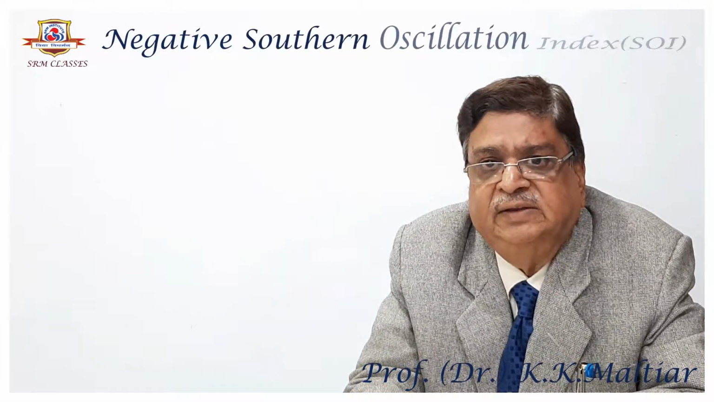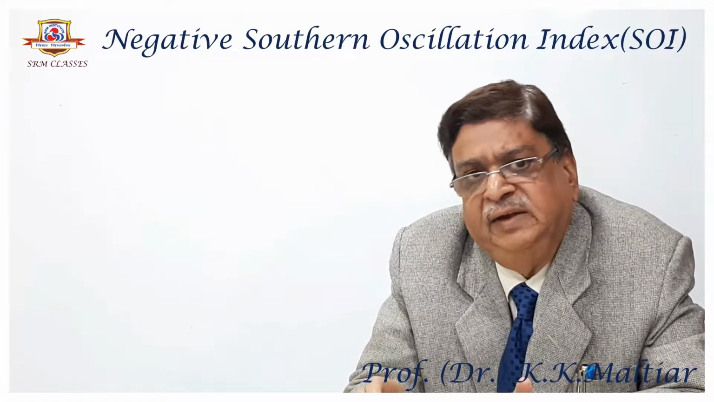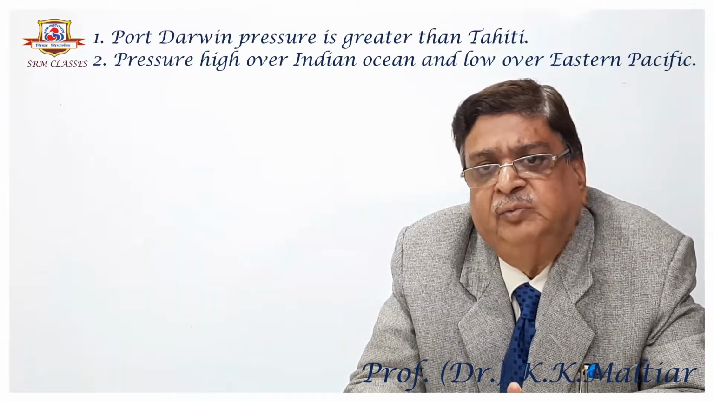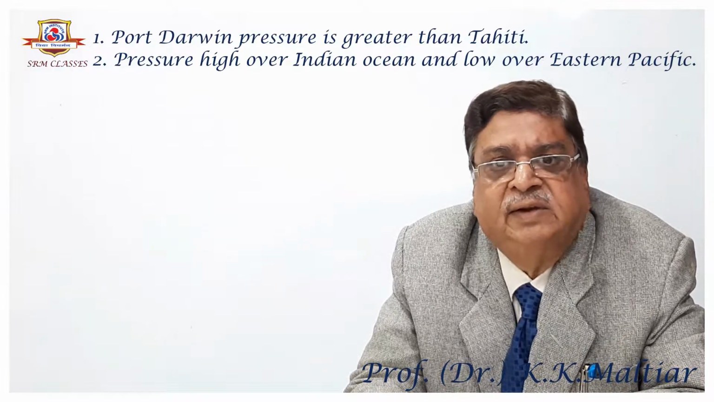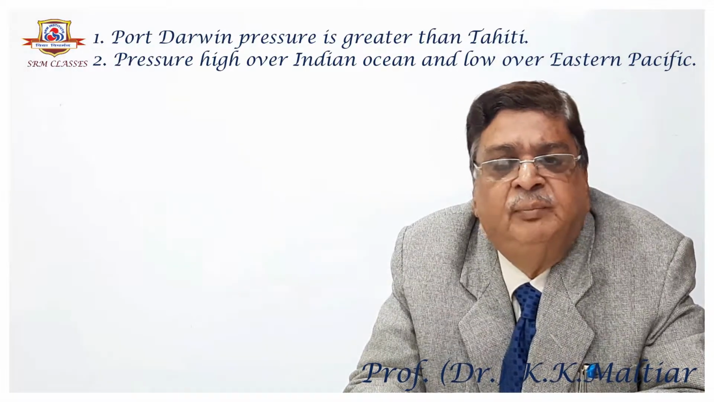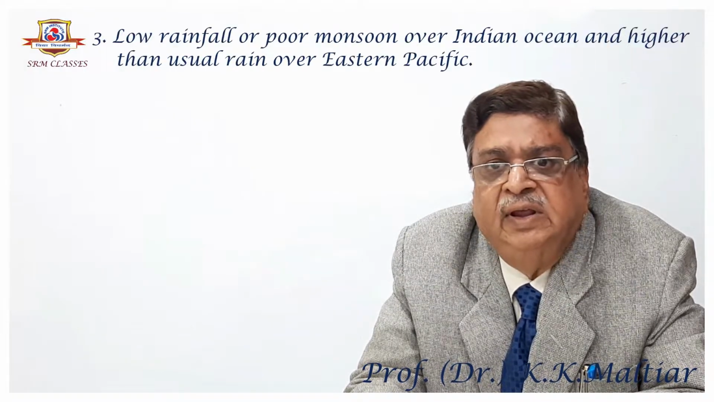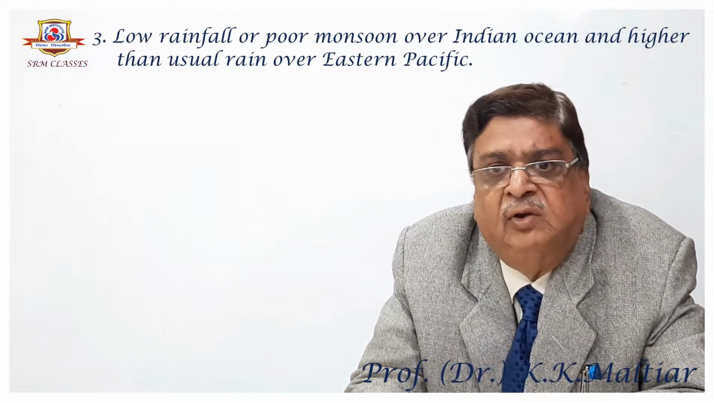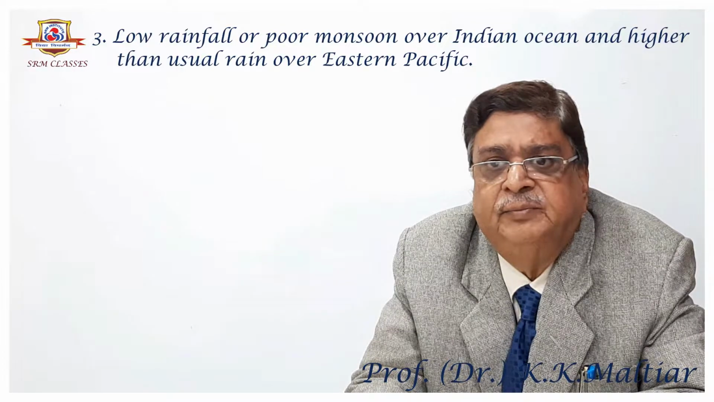Now I come to the negative Southern Oscillation Index. It is exactly opposite to what we find in this positive SOI. The number 1 point is, in the negative SOI, Port Darwin pressure is greater than Tahiti, pressure high over Indian Ocean and low over Eastern Pacific, and the third point is low rainfall or poor monsoon over Indian Ocean and higher than usual rain over Eastern Pacific.